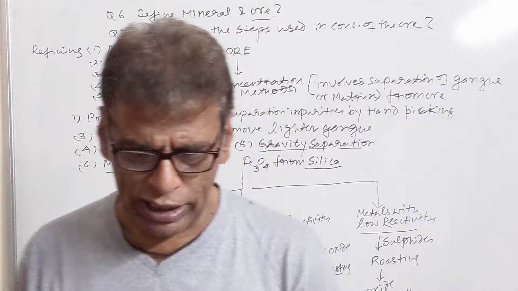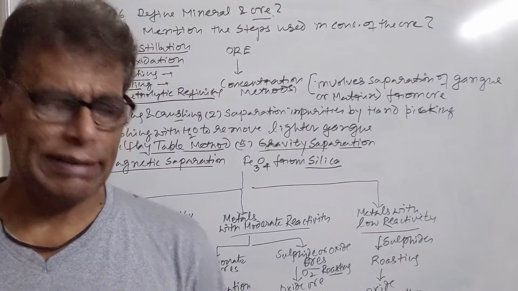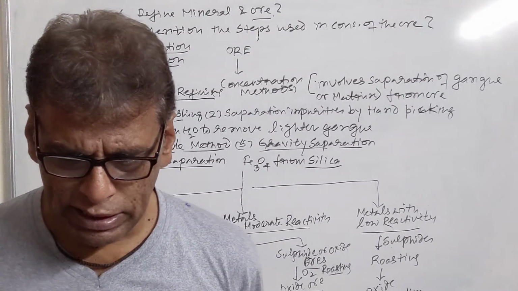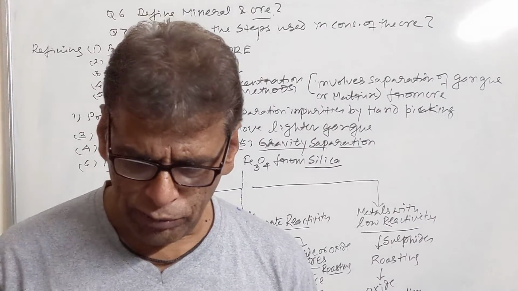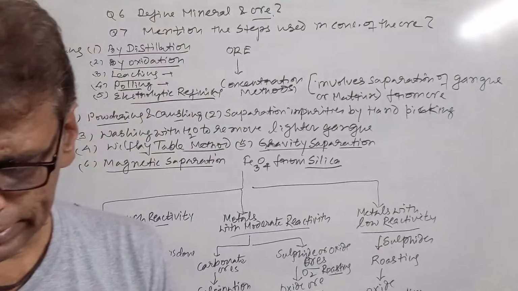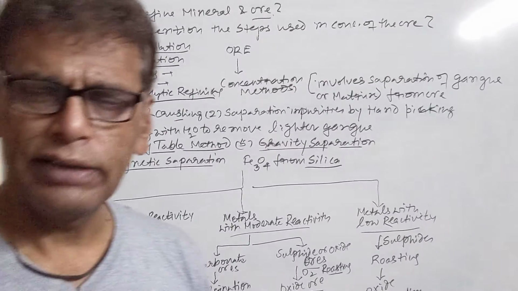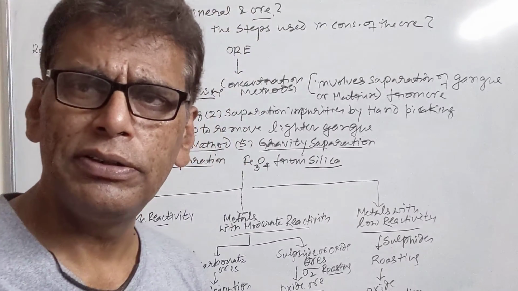So these are the ways which are used for the extraction of the metal, the metallurgical operations. Then we'll be taking a few more topics in this chapter in our next lecture, and we'll be taking textbook questions in the next lecture.